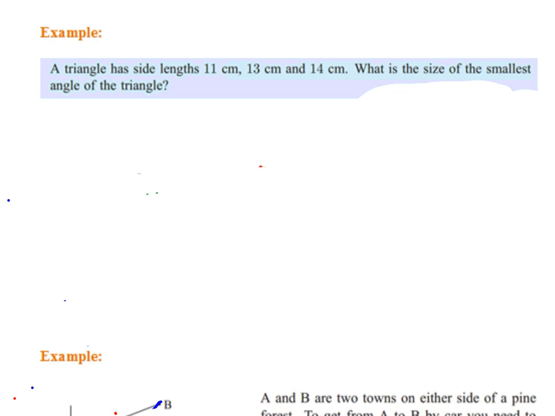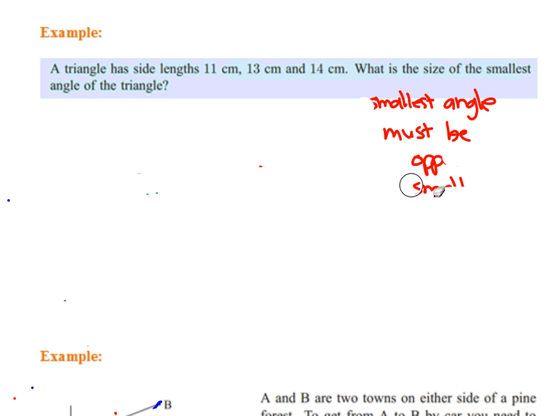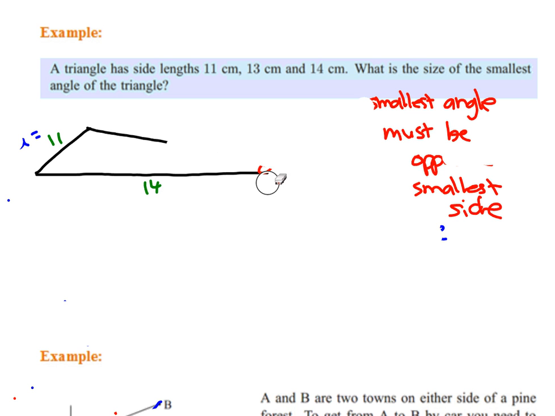A triangle we haven't drawn for you has side lengths 11, 13, and 14 centimeters. What is the size of the smallest angle in the triangle? A little trick is that the smallest angle must be opposite the smallest side. So we might want to write that: smallest angle must be opposite the smallest side, which I'll demonstrate by doing a rough sketch. We've got a side 11, 14, and then what's the other side again? It's 13. So 11, 14, 13.